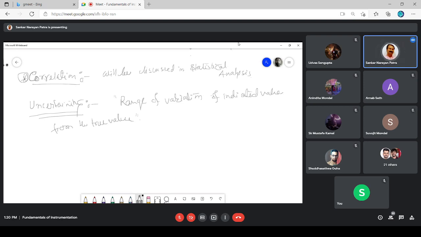Okay, the uncertainty can be expressed as the range of variation of an indicated value from the true value. So the first one, we know accuracy, that is the closeness of the indicating value to the true value. Second, we studied static error, the algebraic difference of the indicated value and the true value. And uncertainty is the range of variation of the indicated value from the true value. Okay, now come to the point of precision.